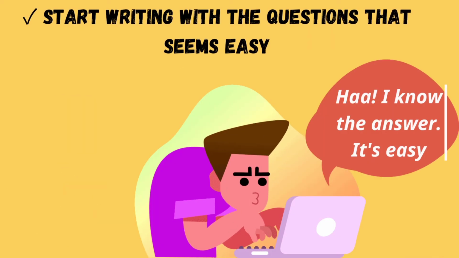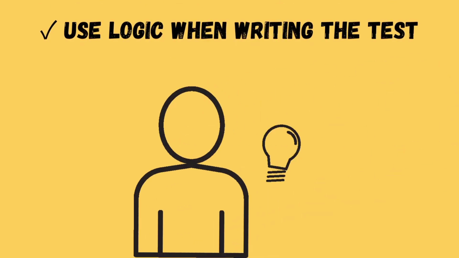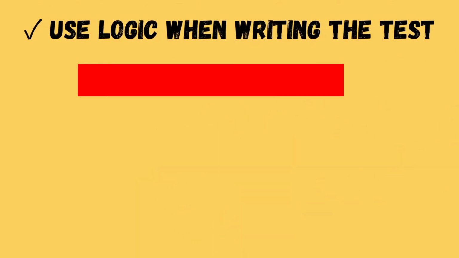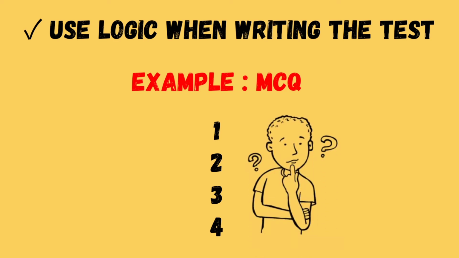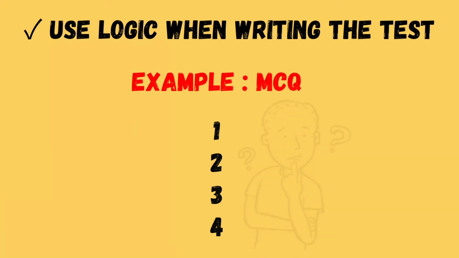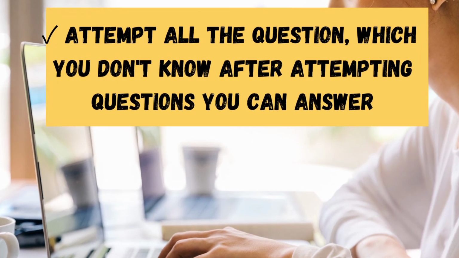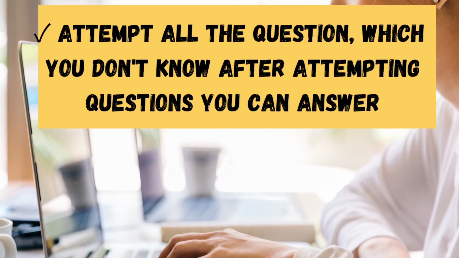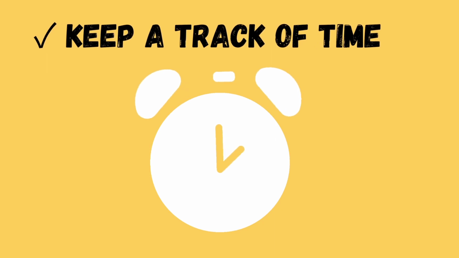Start writing the question that seems to be easy for you. Use logic when taking the test. For example, in case of a multiple choice question, if you don't know the answer, start to eliminate the irrelevant options first and then decide the answer. Attempt the questions which you don't know after attempting the questions which you can answer well. Keep track of time and stick to your allocated time for each answer.